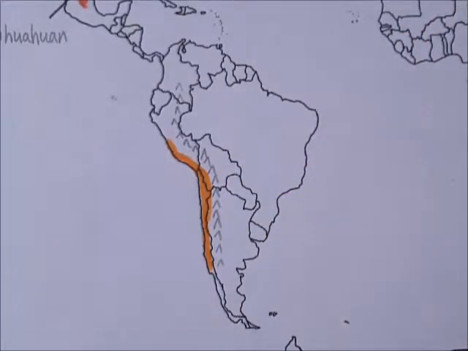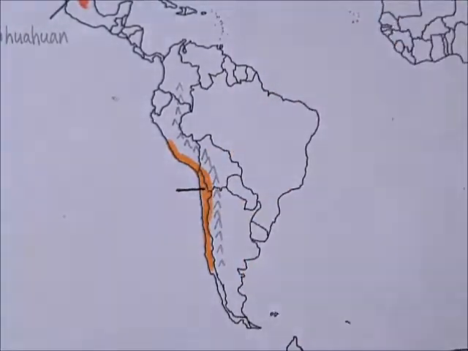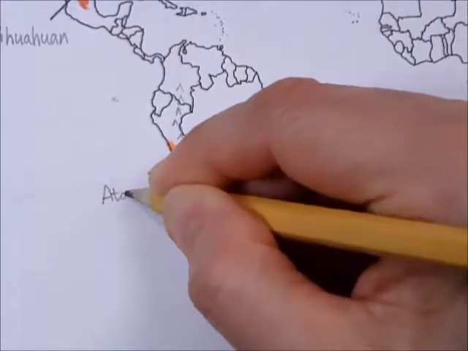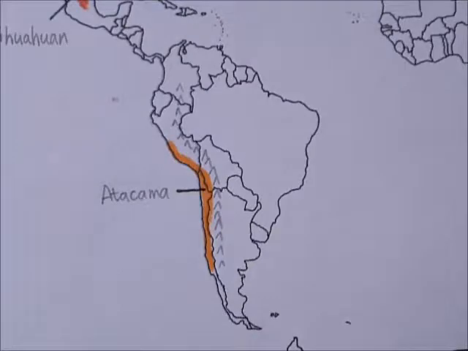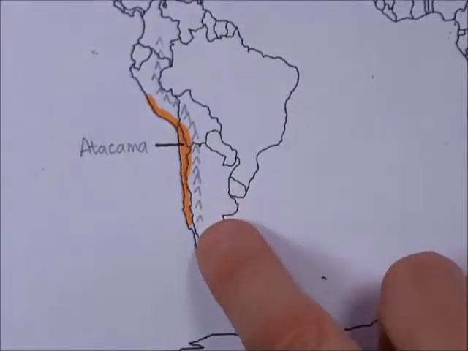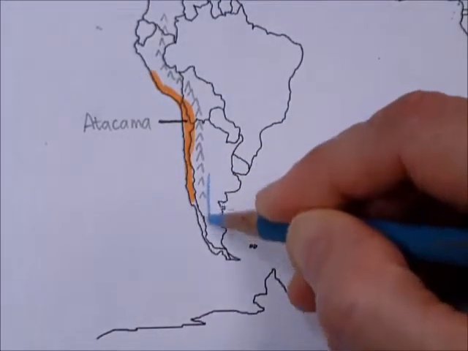Now at the bottom, oops, we've got to label it. Let's label it the Atacama. Okay, it's going to be A-T-A-C-A-M-A, Atacama. And it is a hot desert. But down here at the tip of South America, we have a cold desert. We'll make it blue because it's cold down here.